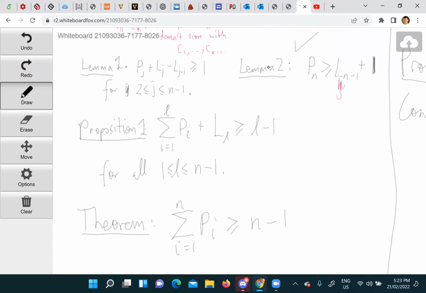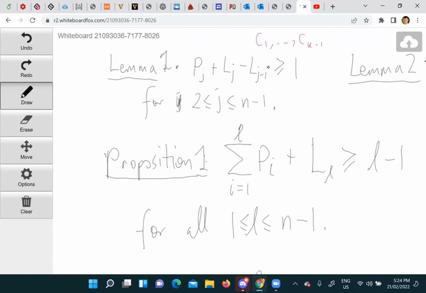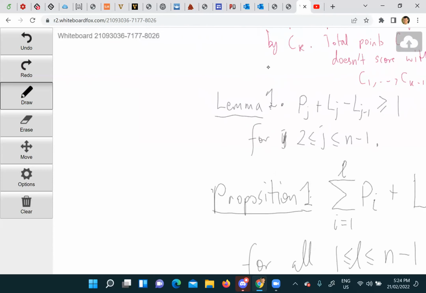Okay, let's try to prove lemma 1. It's good if we had some inequality between L j and P j.